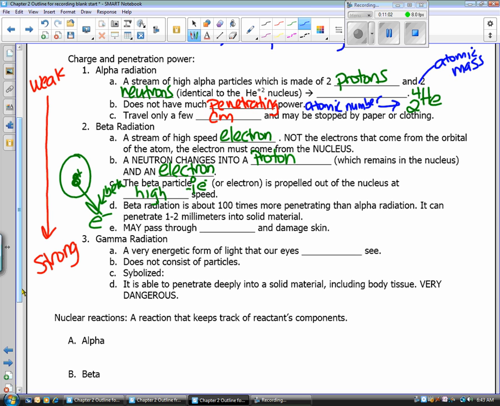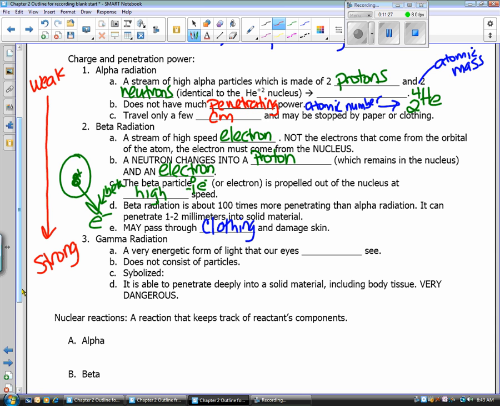And that's actually the radiation. That's what hits you. Beta radiation is about 100 times more penetrating than alpha. It can penetrate 1 to 2 millimeters into solid material, and it can pass through clothing, and it can damage skin. Now, the sun's rays, UV rays, are a very, very weak form of beta radiation. They can't go through clothing, of course, but they can hit your skin, and obviously they do cause cancer, so they can penetrate millimeters into your skin.